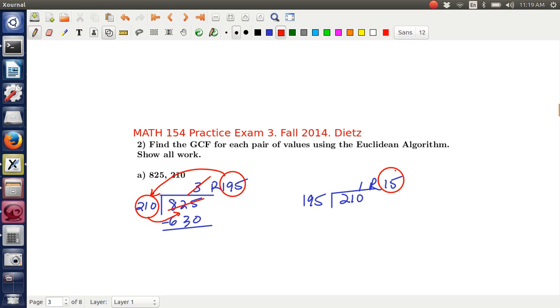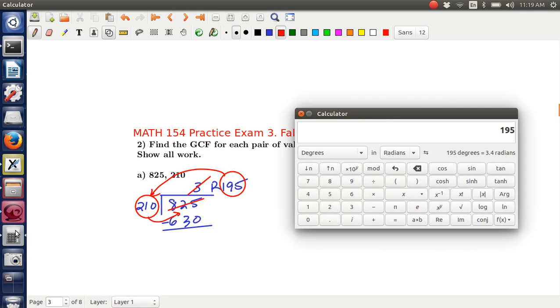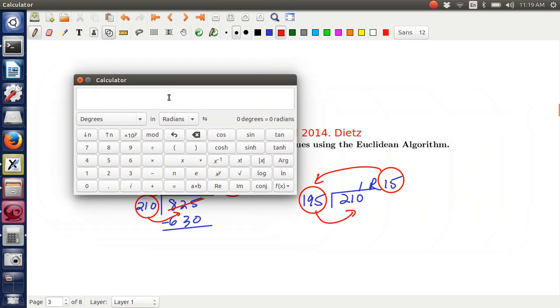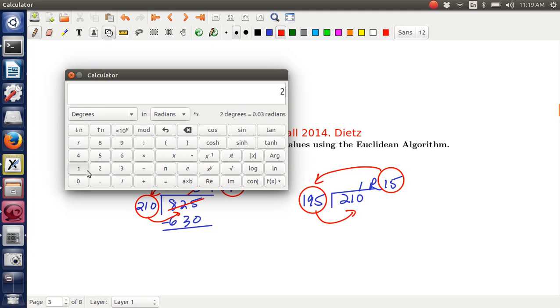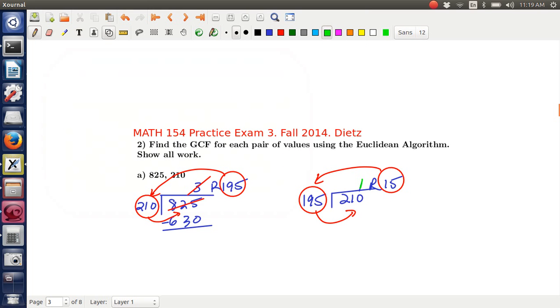That one was easy. But again, what's the process? Here's how you do it for a number in general. You'd say 210 divided by 195, and whatever this number is, this 1, forget the decimal, just this 1, that number goes right here. Then you say 1 times 195, and you put 195 over here, and then you subtract and get 15, and that number goes there. That's all you have to do.